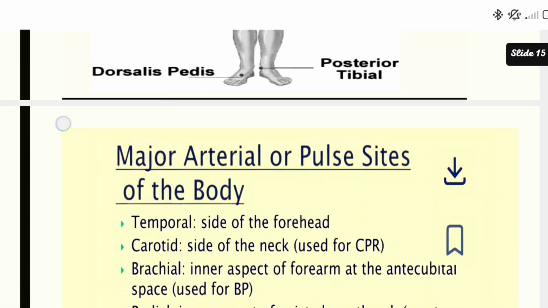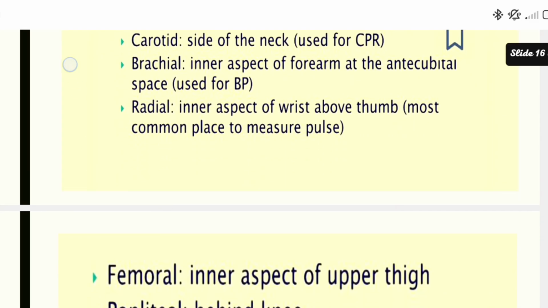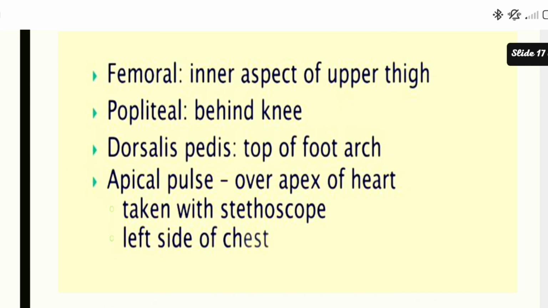Okay, and then we continue with the major arterial or pulse sites of the body: temporal, at the side of the forehead; carotid, at the side of the neck; brachial, at the inner aspect of the forearm at the antecubital space; radial, at the inner aspect of the wrist above the thumb. Okay, and then you just read it out. Okay, you see in the image, I think you all understand.